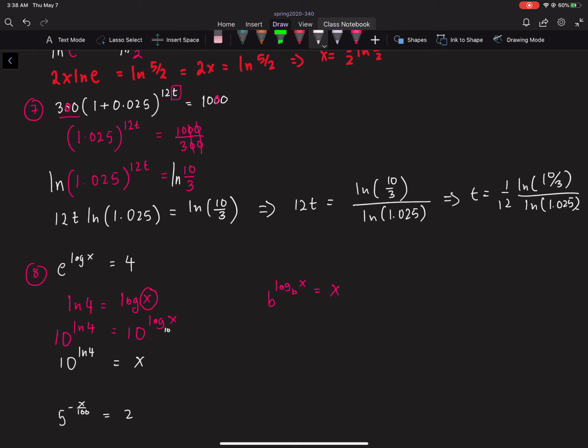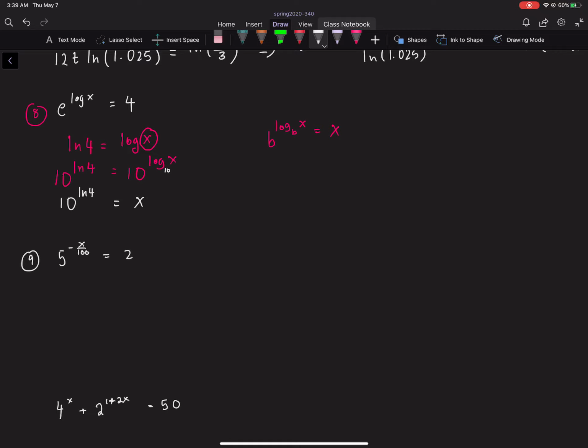Example 9. I have 5 raised to the negative x over 100 is equal to 2. The variable that I'm trying to solve is the power. So I can either switch it to a log, or I can apply the natural log or the log on both sides. Let me just make things interesting. I can apply the base 10, so I get log of 5 to the negative x over 100 is equal to log 2. In this case, instead of using natural log, I'm using our common log to solve the problem, which should end up with the same thing.